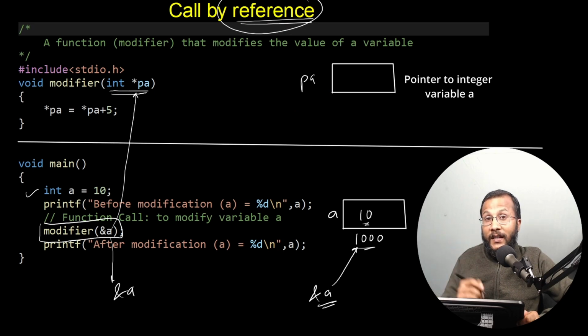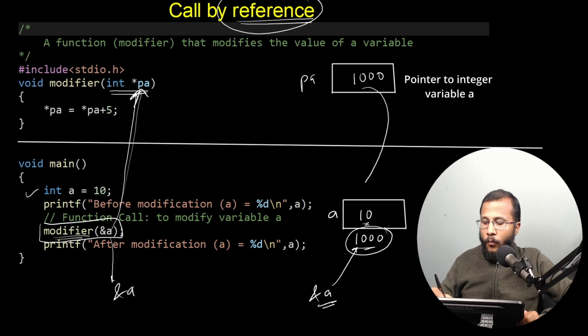So which address will it store? It will store the address of a, which is 1000. So 1000 will be stored in this location. The content of this variable is 1000. How did it get 1000? Because I am passing 1000 here. See, whenever I am making a call to this function modifier, I am passing the address of a, which is 1000. So 1000 is passed here in PA. So PA is holding 1000. That means I can say PA is now pointing to a, right? PA is now having the address of a.